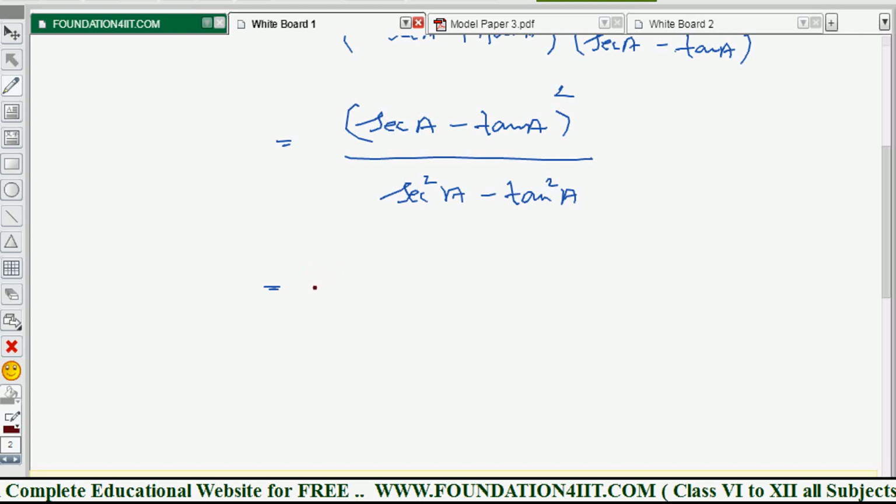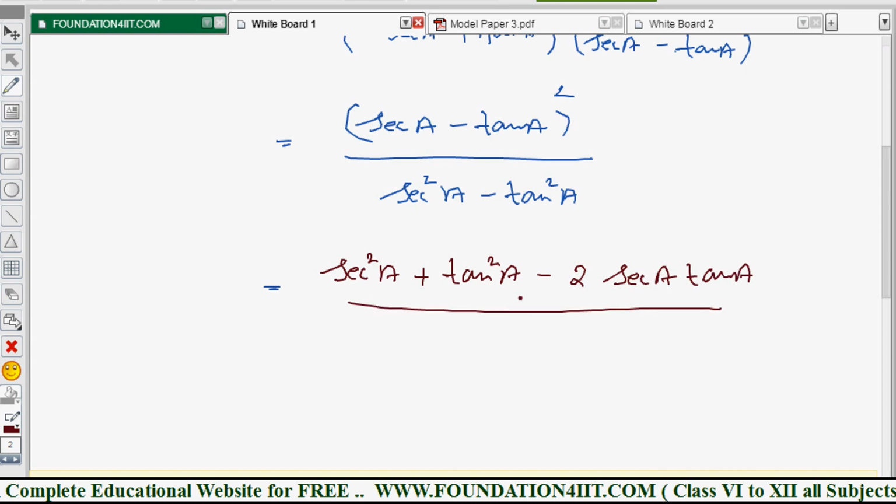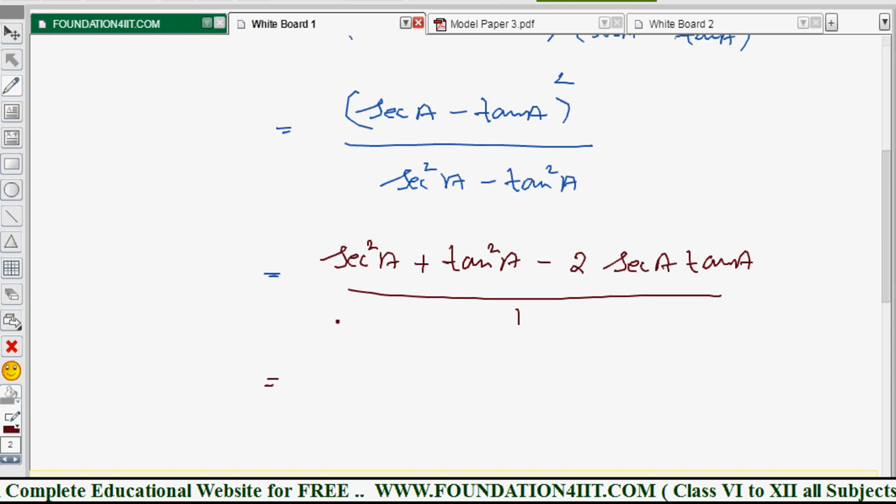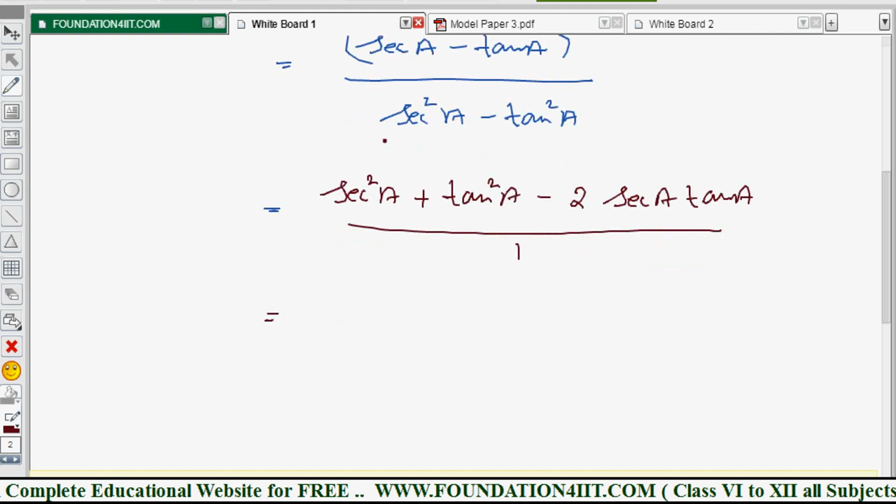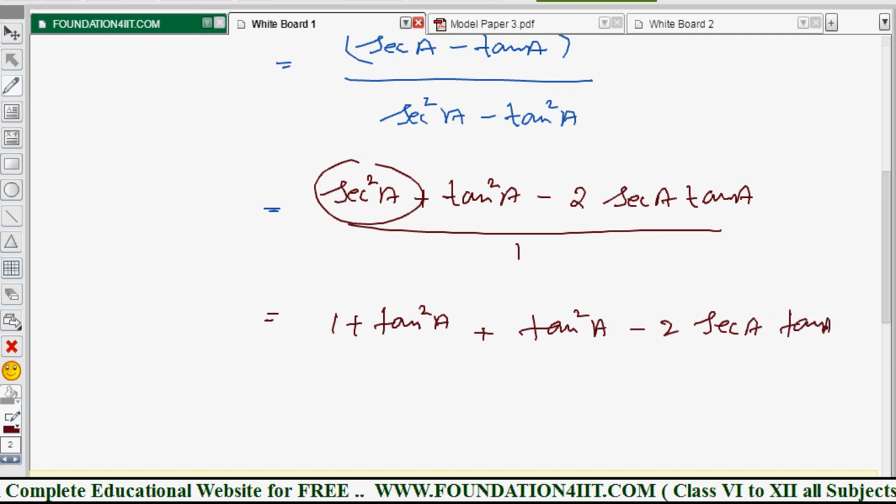That is A minus B whole square is A square plus B square minus 2AB, right? So sec square A plus tan square A minus 2AB, so 2 into sec A into tan A, by sec square A minus tan square A, which is 1. That's it. Again sec square A is 1 plus tan square A. So this is 1 plus tan square A plus again this tan square A, minus 2 sec A and tan A.